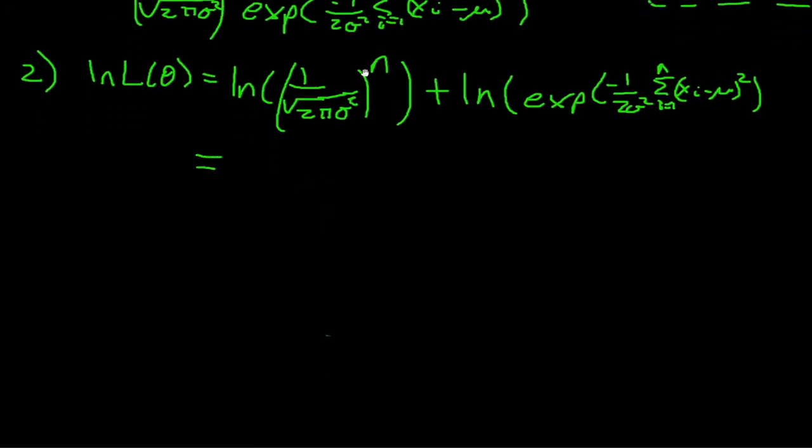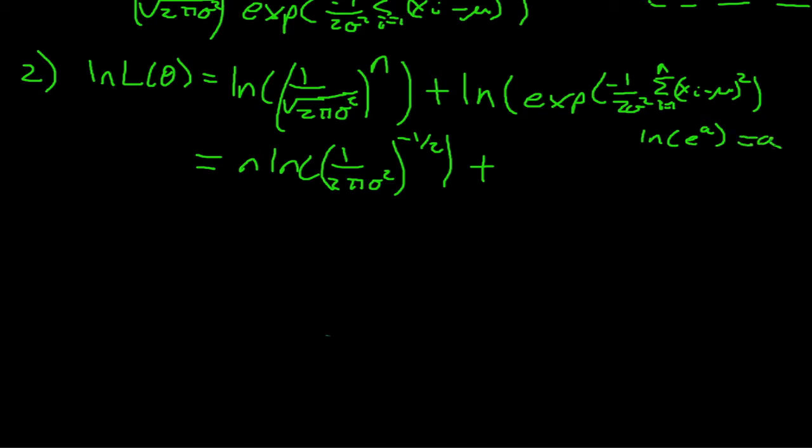Okay, so of course we can get n out of here. This will give us n times the natural log of 1 divided by 2 pi raised to the power minus a half. And of course here e just falls away, because ln of e raised to the power a is just a, so we're going to use that here, and this will just be equal to minus 1 divided by 2 sigma squared times the sum from i equals 1 till n of (xi minus mu) squared.